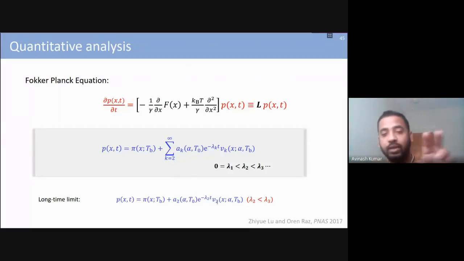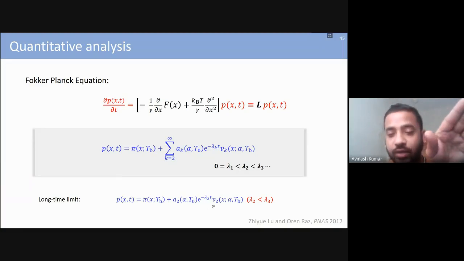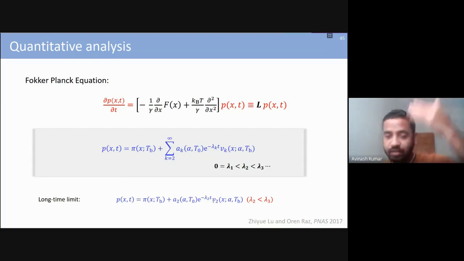And we are left with only one time scale here, governed by e to the power minus lambda_2 t, which contains the second eigenfunction of this potential. And since this is the slowest time scale, we can ignore all the other time scales which are faster, because if you have many modes, then the slowest mode will be the determining factor. So that's why we have only this one here.